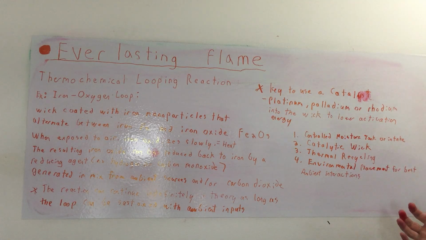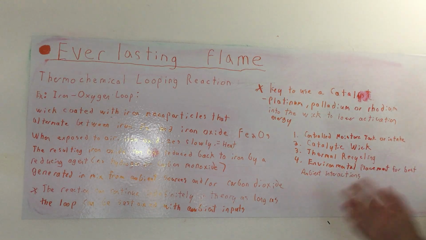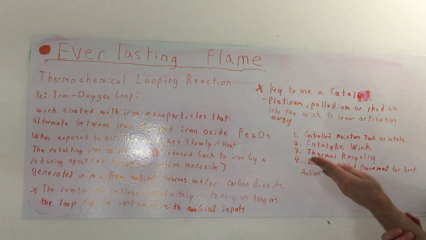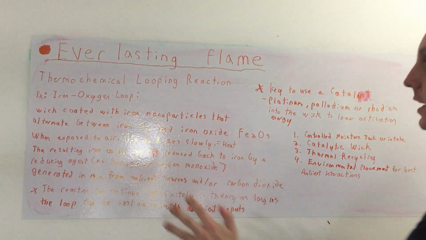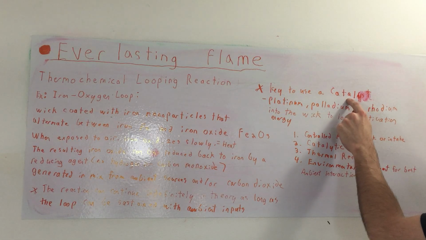There's a lot of ways. There's platinum, there's palladium, there's rhodium. So you would incorporate that into the wick. The idea here is to lower the activation energy of all of this through the use of a clever catalyst.